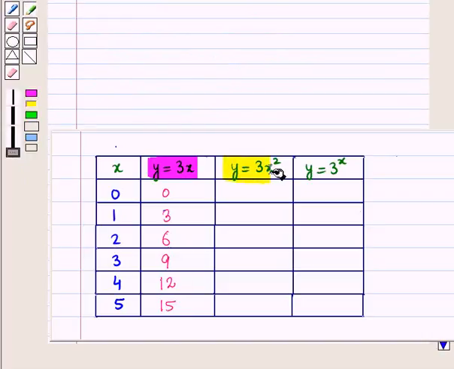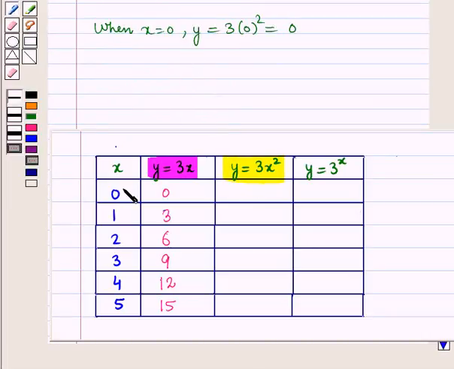Now, in this column, we have the quadratic function, y is equal to 3x square. Here, when x is equal to 0, y is equal to 3 into 0 square, that is 3 into 0, which is 0. When x is equal to 1, y is equal to 3 into 1 square, that is equal to 3.